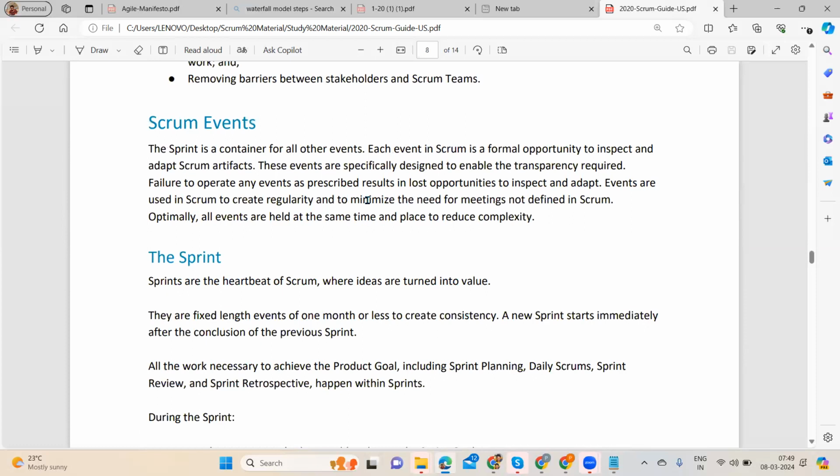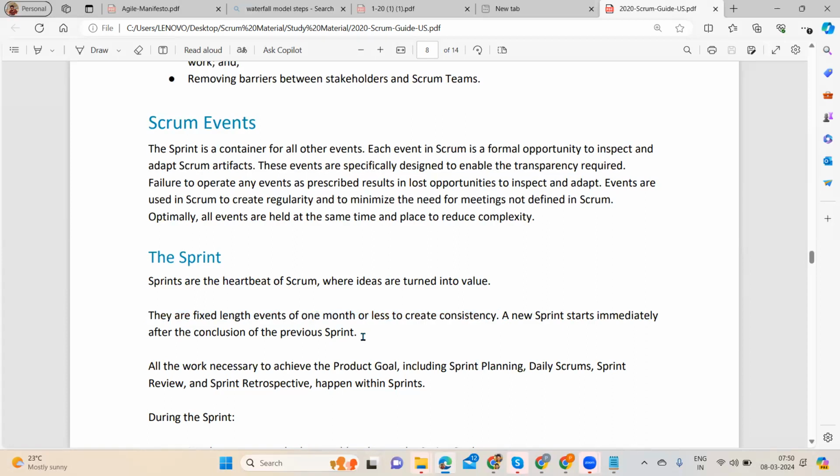So as per the Scrum Guide, there are fixed length events of 1 month or lesser to create consistency. 1 month or lesser. So a new sprint starts immediately after the conclusion of the previous sprint.